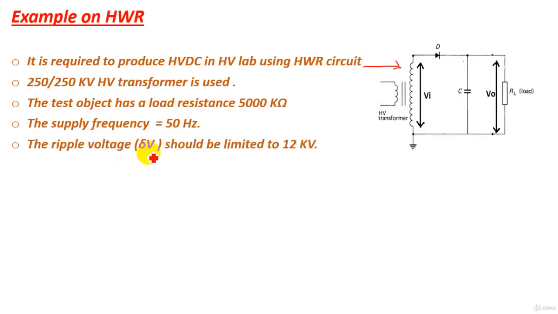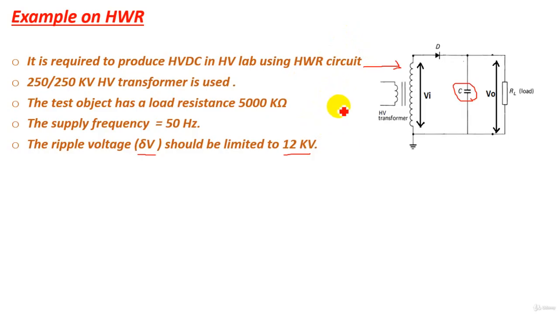Also, the ripple voltage, which is delta V, should be limited to 12 kilovolt. In our half-wave rectifier circuit, we should limit and restrict the ripple voltage, which is called delta V, to 12 kilovolt. How we can do that? You should understand that the smoothing capacitor can control and limit the ripple voltage. We will see in this example how we can design the smoothing capacitor to limit this ripple voltage. So this is our givens in this problem.